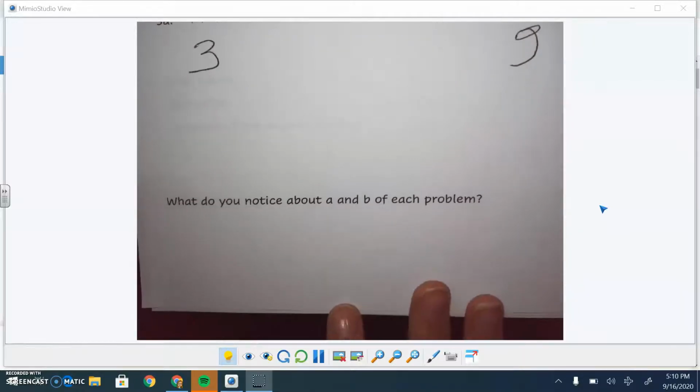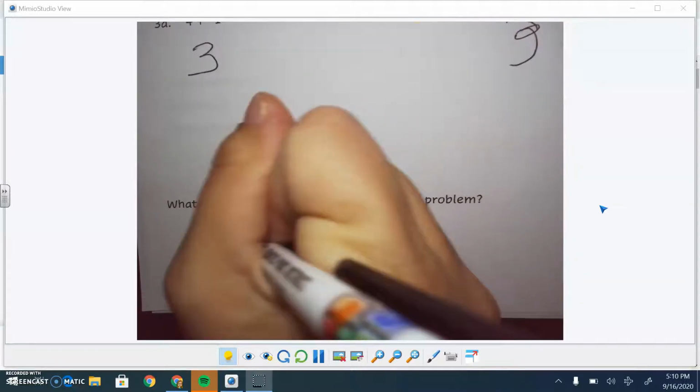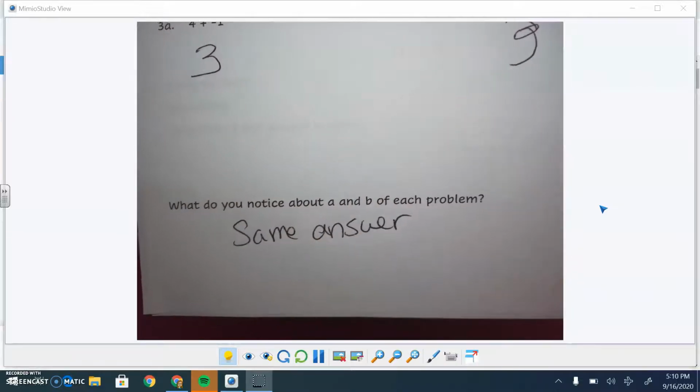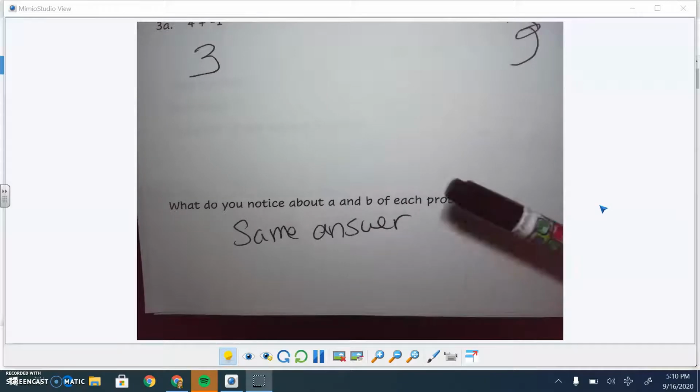So hopefully you notice something about each of the problems. For A and B in each problem, you should have gotten the same answer. Same answer, but different problems. That is what you should have noticed.